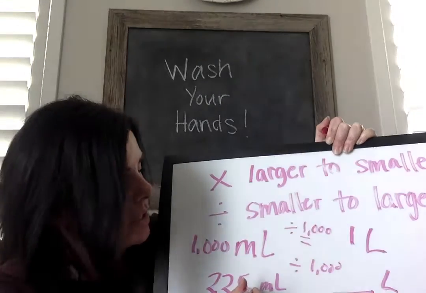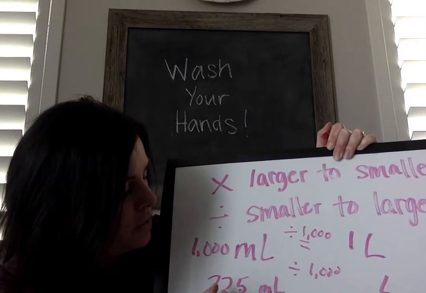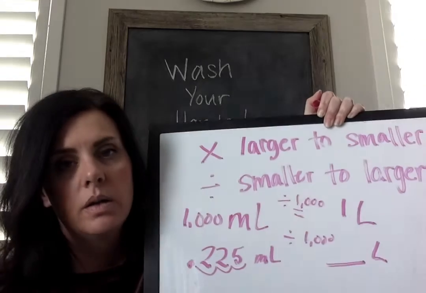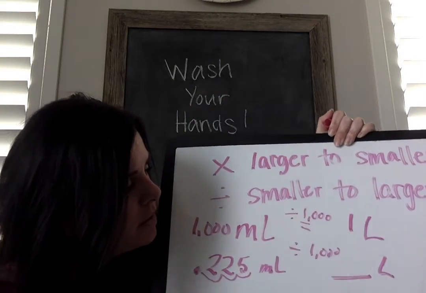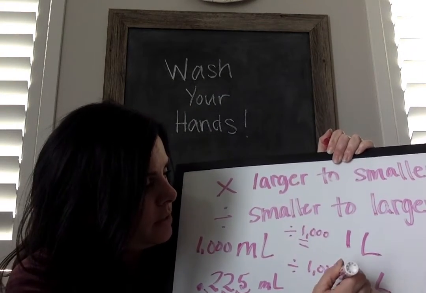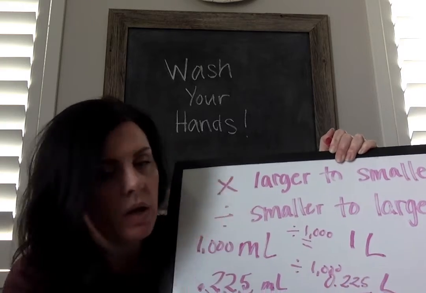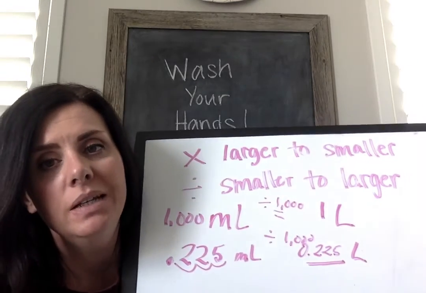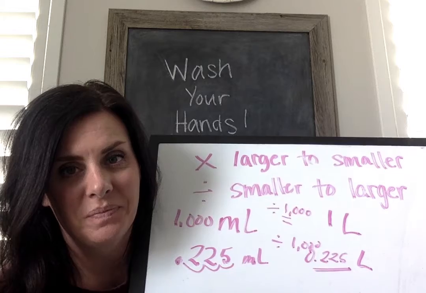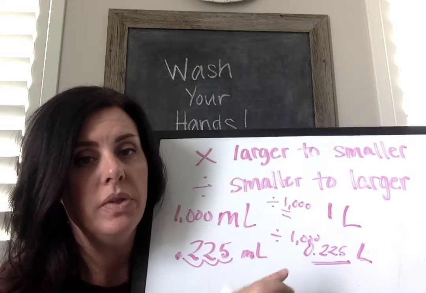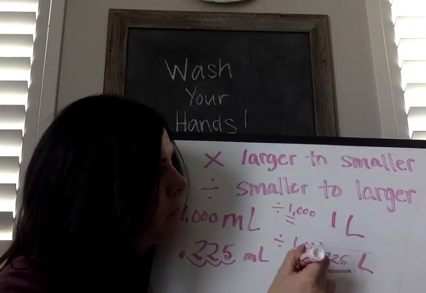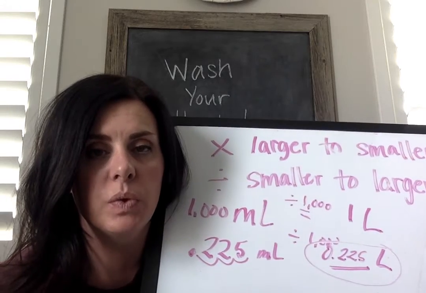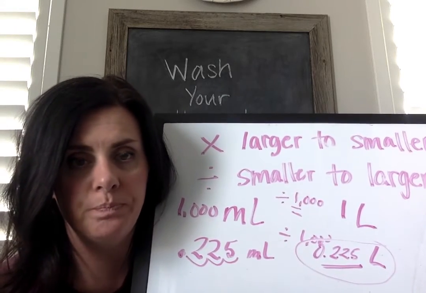We're going to start over here. We're going to go 1, 2, 3. So that's our new number, 0.225. So that's how many liters we have. Okay. Remember this number. This is what we're going to use to help us with the rest of our equation.